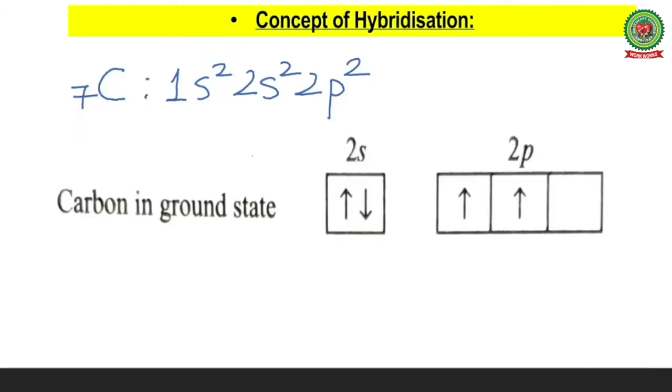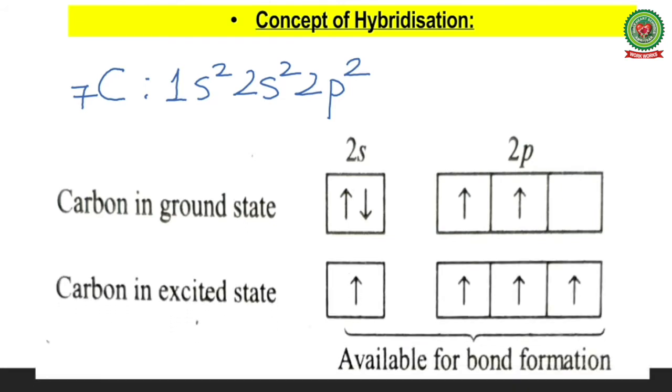But in organic compounds, we have observed that carbon has valency 4. Now, why might this be happening? This might be happening due to the excited state of that carbon atom. So, in the excited state, what happens? One electron from the 2s orbital jumps into the 2p orbital and there are a total of 4 half-filled orbitals present which can take part in the bond formation.